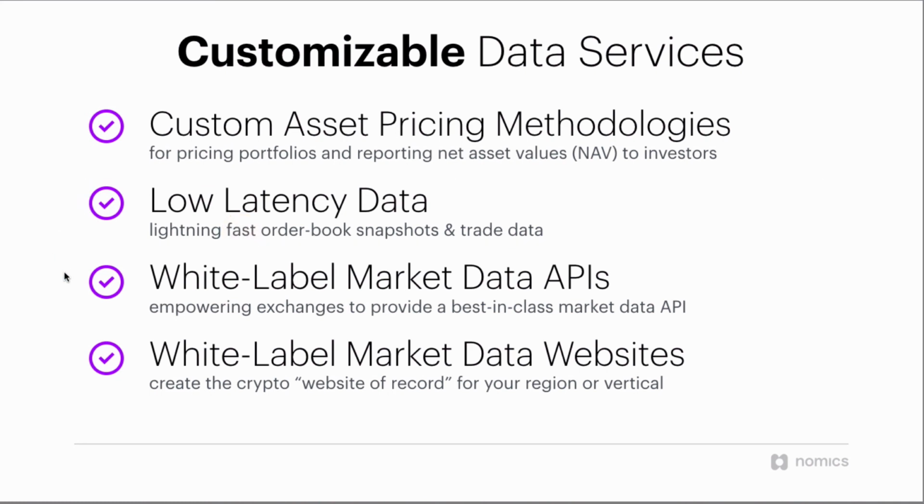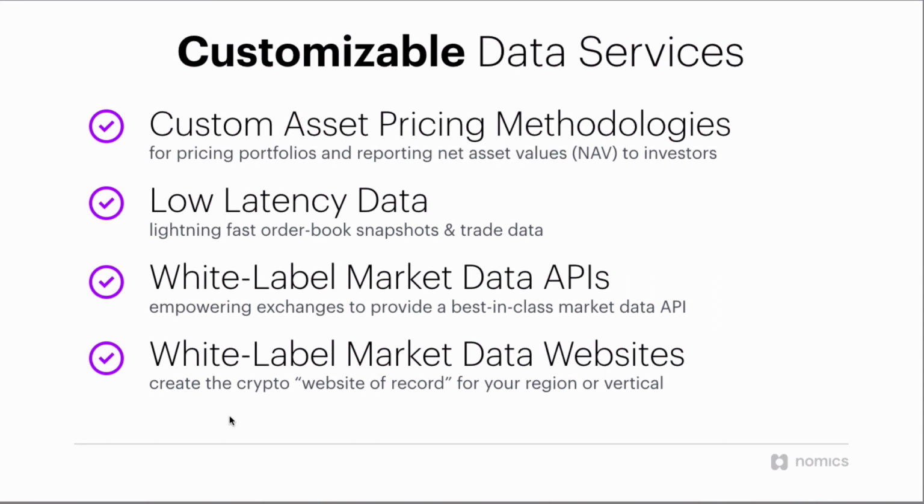Another thing that we do is we provide low latency data. So if you need super low latency order book snapshots and trading data, that's something we can do. We can get order book snapshots down to 100 milliseconds. Another thing that we do, and this is more for exchanges, but we can power white label market data APIs. So if you're an exchange and you do have a data API, we can run that for you. And finally, we can stand up market data websites for you.